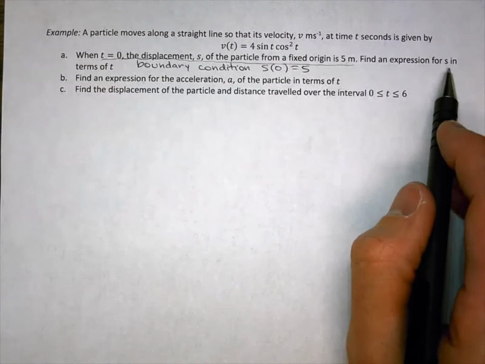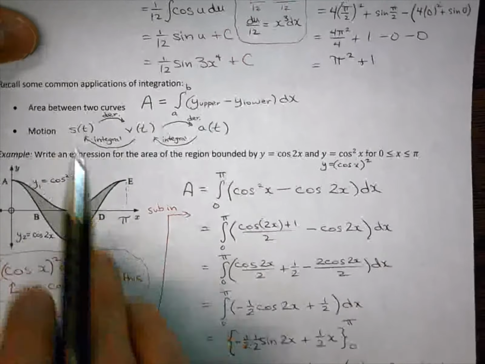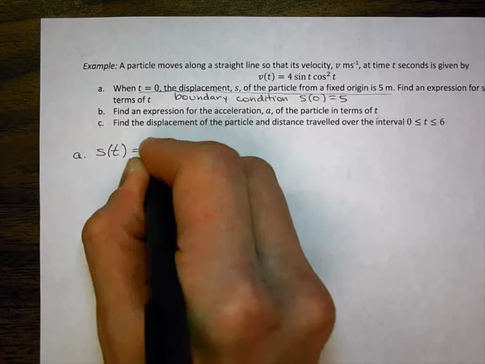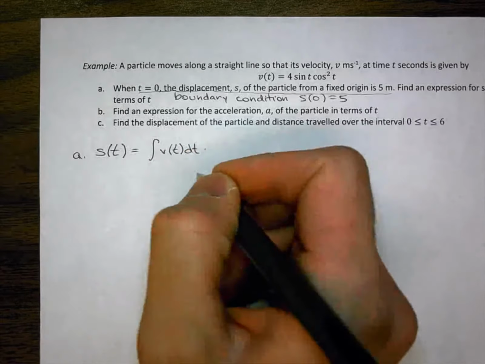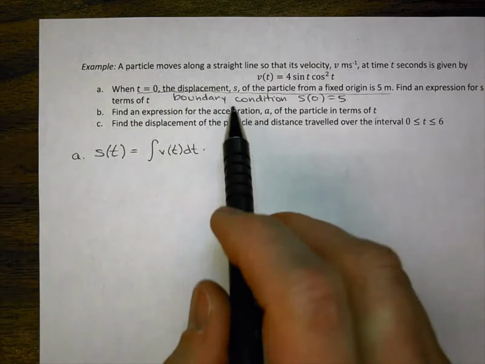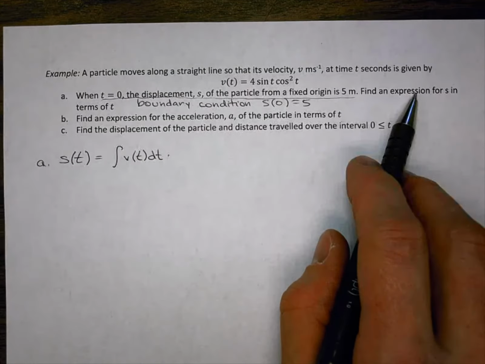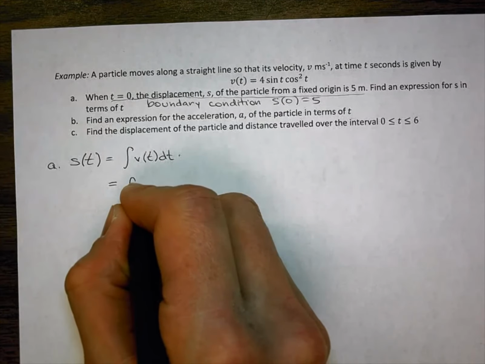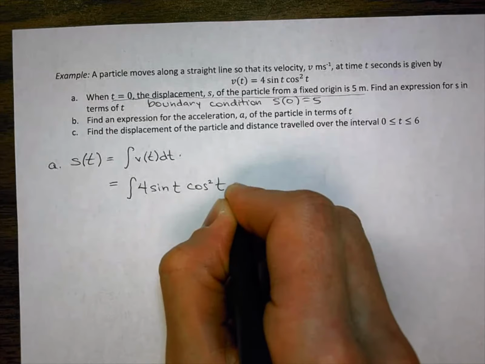Hopefully you remember that to find s from v, you just take the integral. So question A is actually pretty straightforward. s at t is equal to the integral of v at t. Notice for this question, there's no bounds to sub in, and we actually want an expression, which means we want algebra. So I'm going to sub in my function, so I have the integral of 4 sine t cos squared t dt.